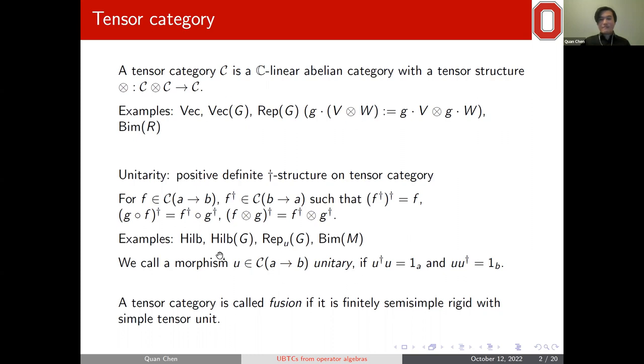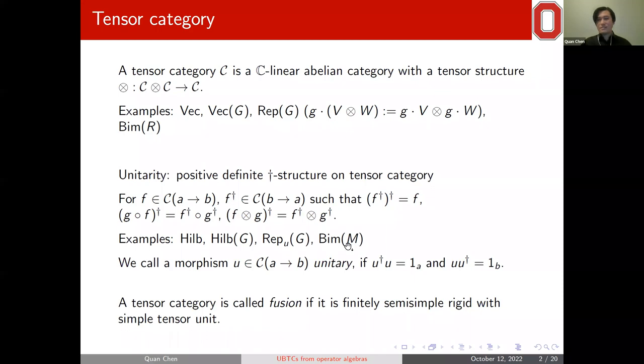From these examples, the category of finite dimensional vector spaces is a fusion category. If your group G is a finite group, then Vec_G is also a fusion category. And for a finite group G, your G representations are also fusion. So these three are fusion if they are finite dimensional or the group is finite.